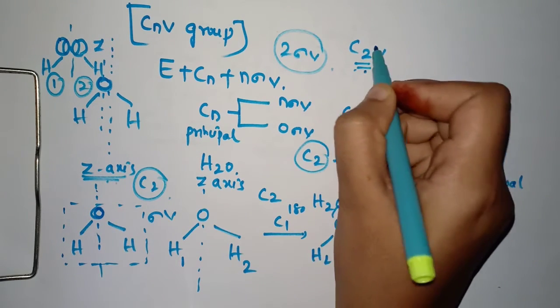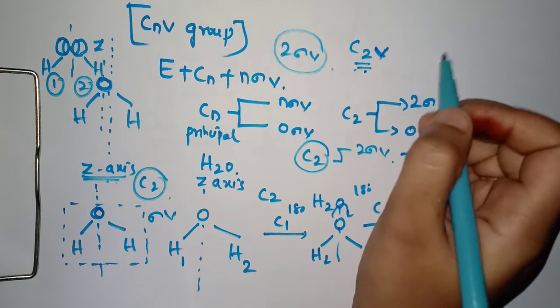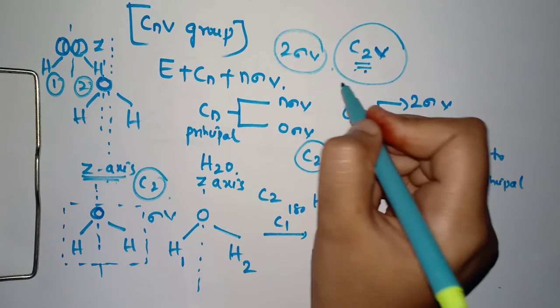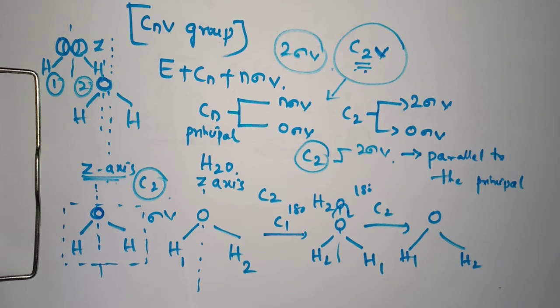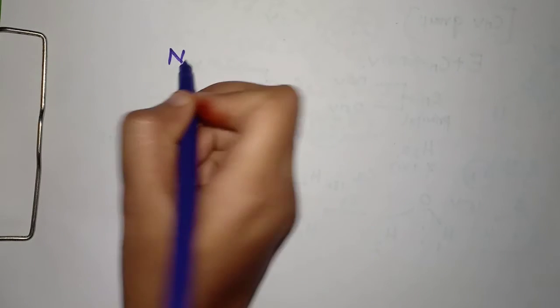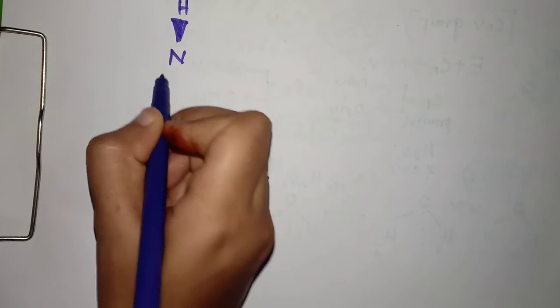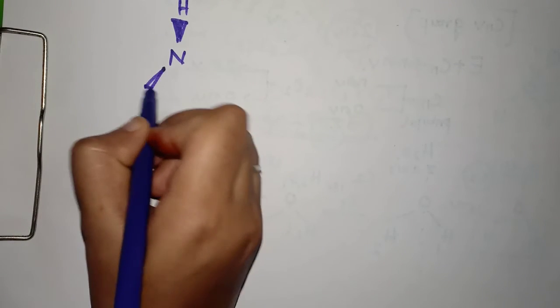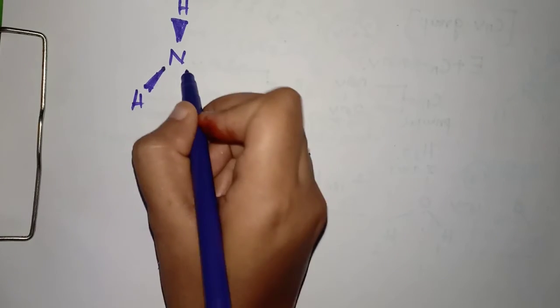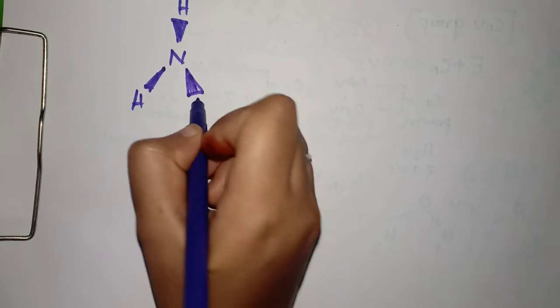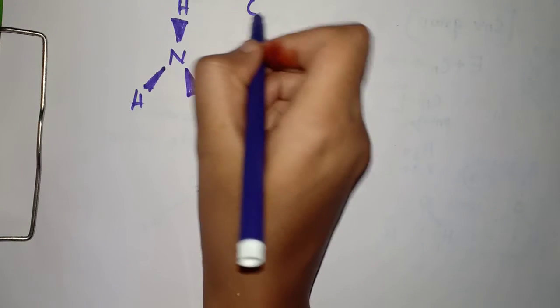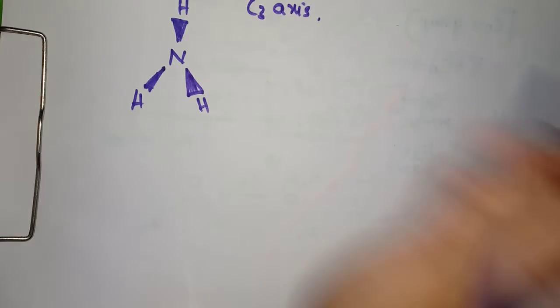A C2 axis is present and a vertical plane of symmetry is also present. For the C2V group, the example is H2O. Now let us consider an example for C3V. Now let's take this NH3. This is the configuration. I am writing it to make you understand. So it is also H. It is N, H, H. It is having a C3 axis. I will show how.